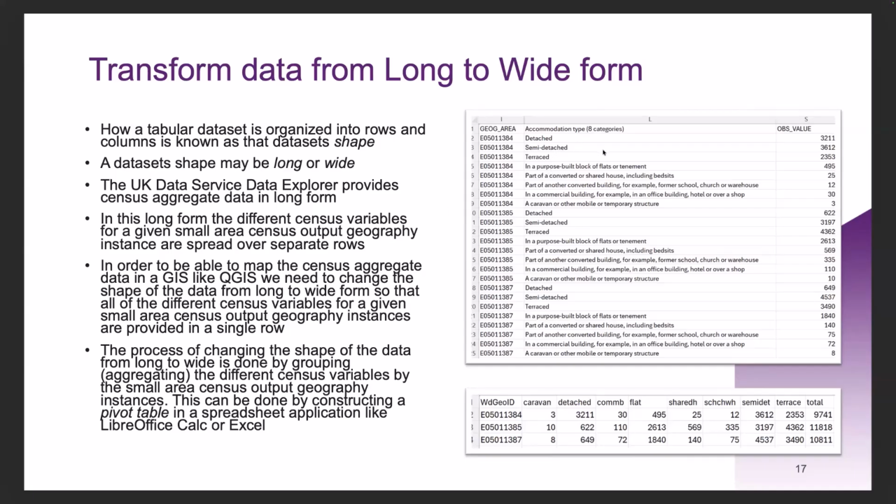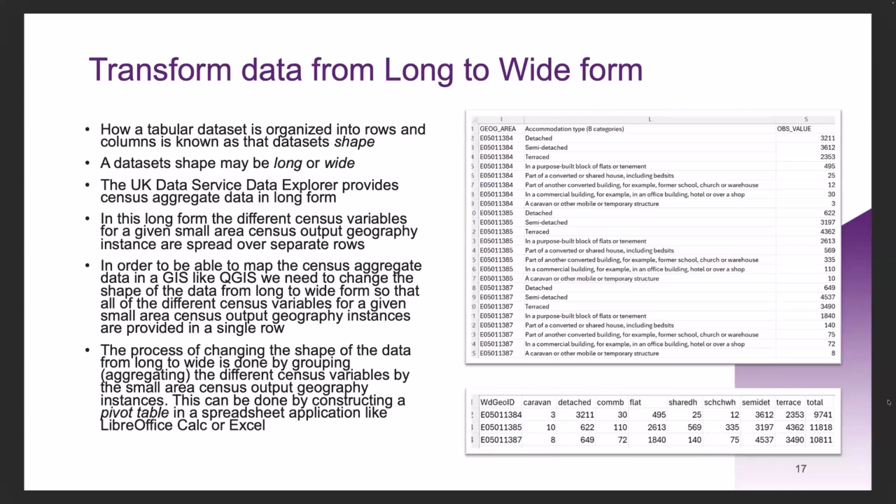So Data Explorer will provide the data in what's known as a long form. And what you'll have is each record will contain a different census variable, as you can see here. So here we have 3 different output areas. You can tell there's 3 because each one has a unique GeoID, which is this E05011384 thing. And each of the different census variables is provided on a new row. So if we've got 8 census variables, for that one output area, it'll be provided on 8 records.